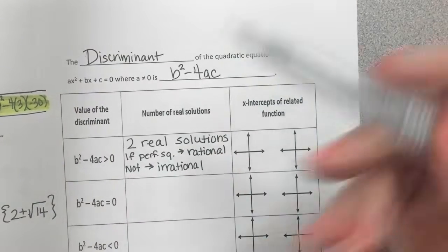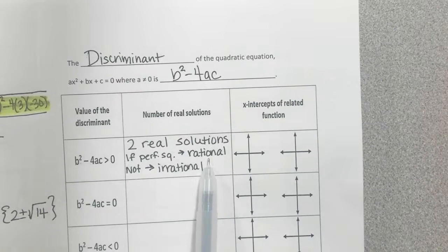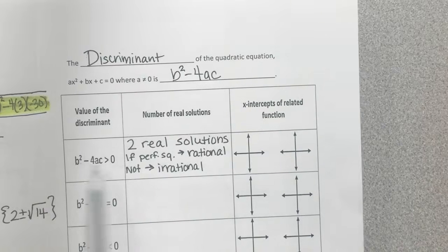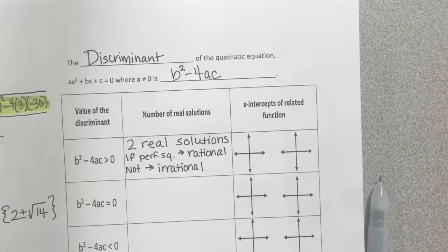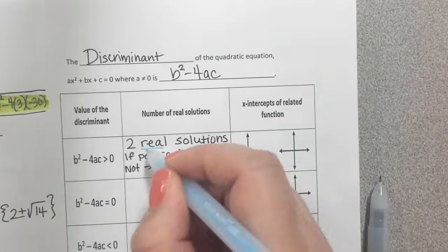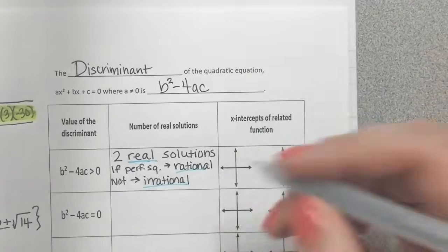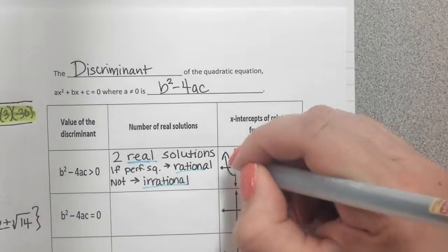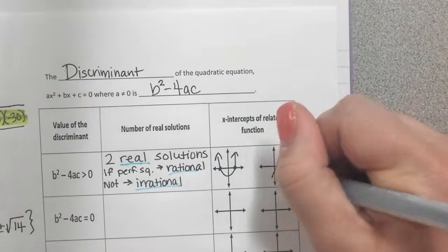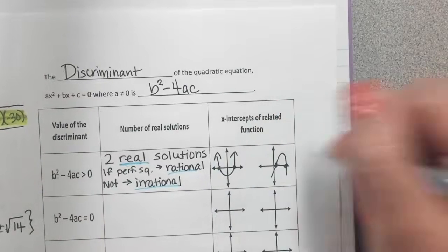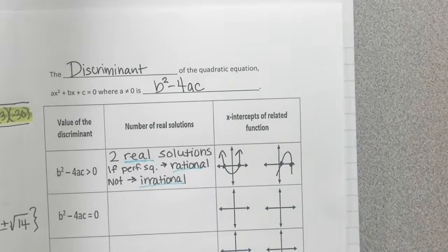So if the discriminant is positive and a perfect square, there are going to be two real rational solutions. If it's not a perfect square, we're going to have two real irrational. So two things: we get the real and the rational, or the real and the irrational. And a picture of the graph would look something like a parabola that crosses the x-axis twice. That could look any number of ways. Basically, it's going to look like a parabola that crosses the x-axis.